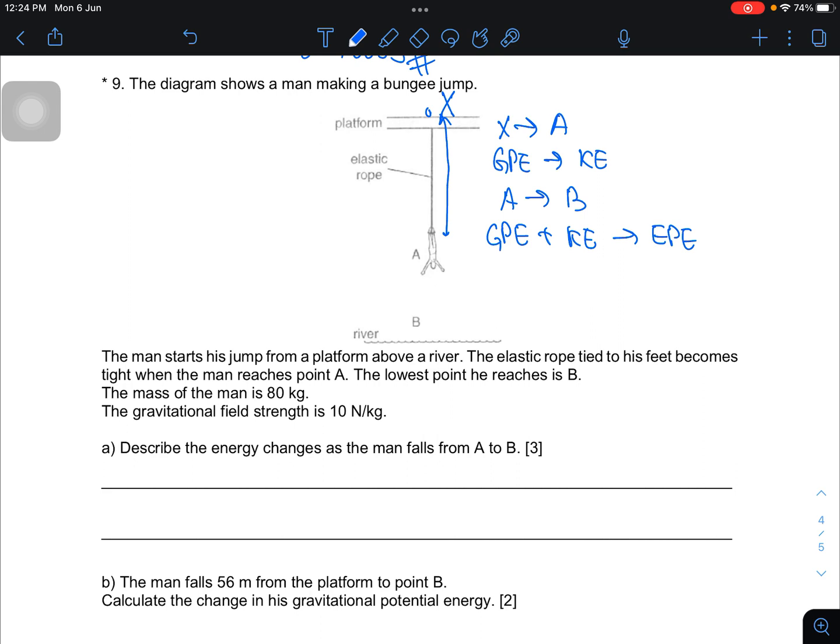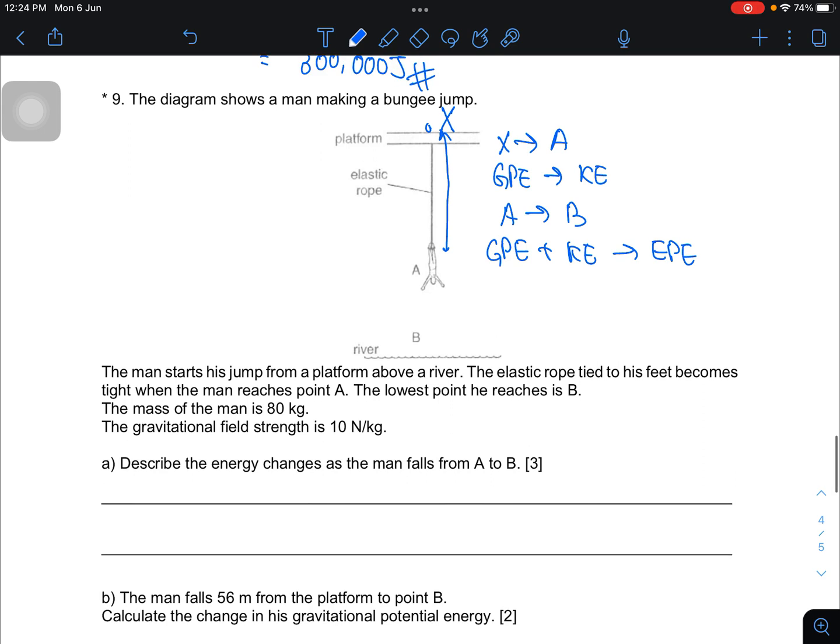The mass of the man is 80. The gravitational field strength is 10. Describe the energy changes as the man falls from A to B. Okay, so we got it already. What will happen? 3 marks. Let's see how we can squeeze out the 3 marks.